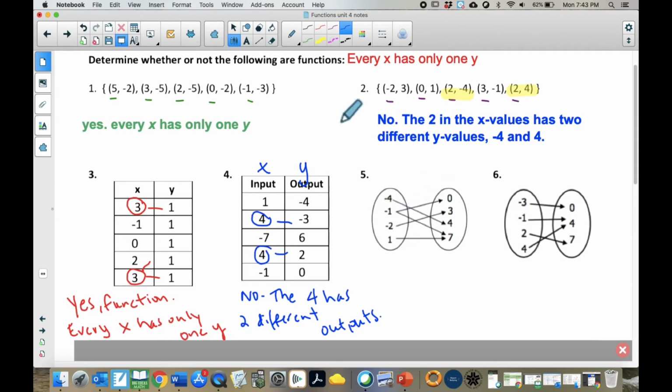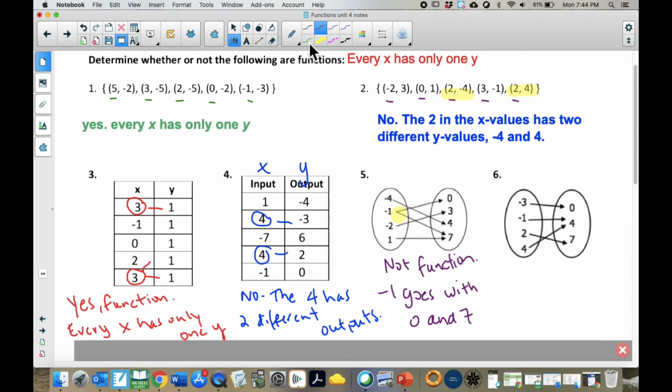Okay, and then again, these mapping diagrams. What we're looking for is this little point. Okay, this one is not a function, because -1 goes to 0, but it also goes to 7. It cannot be a function.